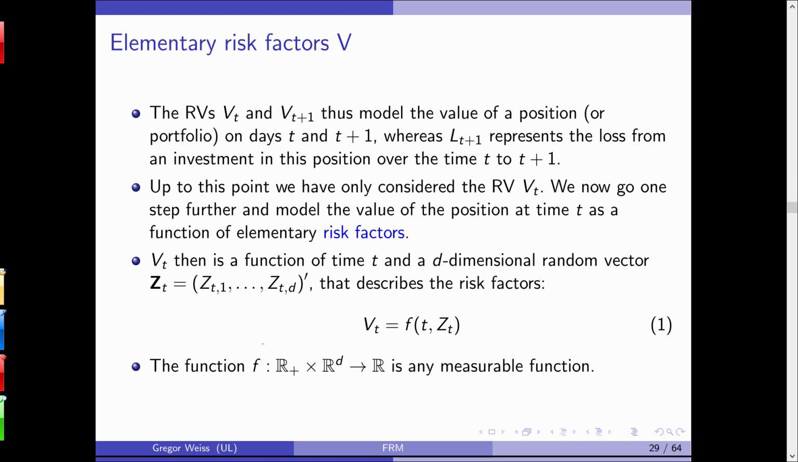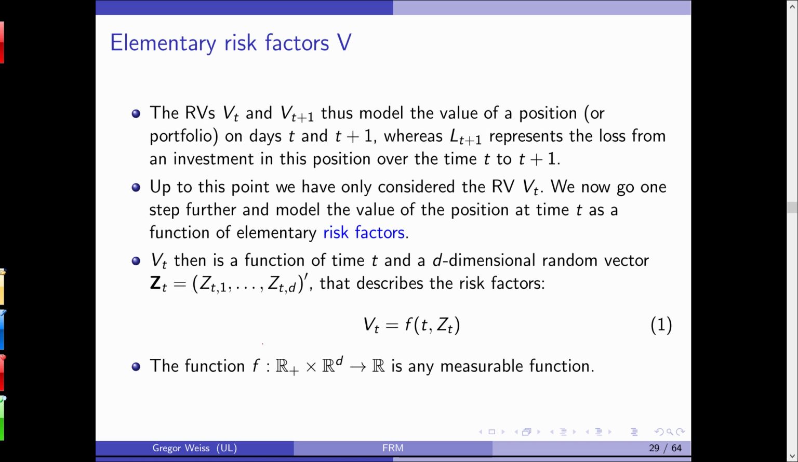Now, coming back to our risk factors. We have to realize that losses don't fall from the sky, but those losses, the loss distribution L_{t+1}, is the result of several elementary risk factors playing together and causing a loss on a financial position. Now, we make the assumption that V_t, the value of an investment, is a function in time and a set of random variables, a random vector Z_t of the elementary risk factors.